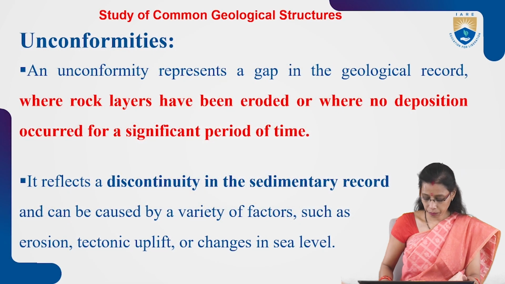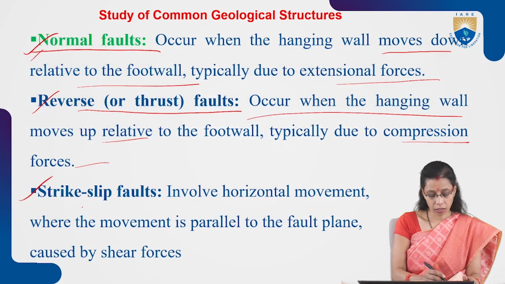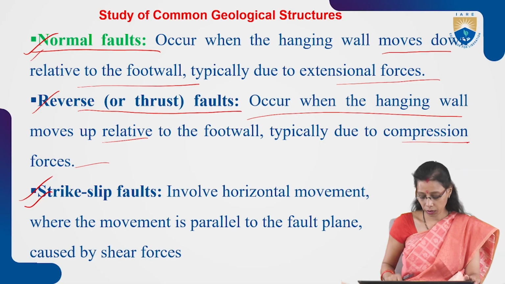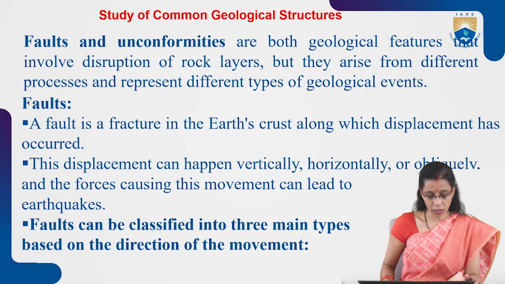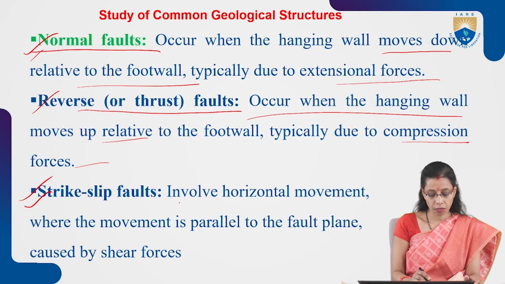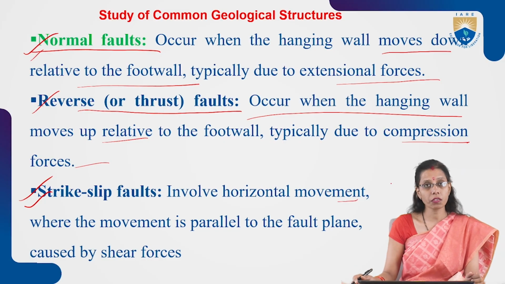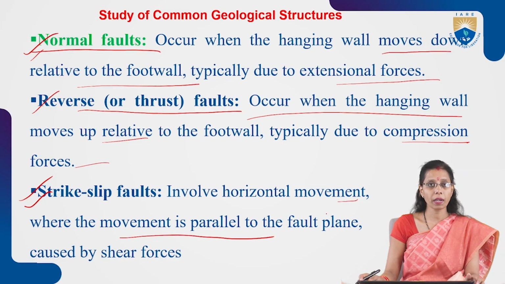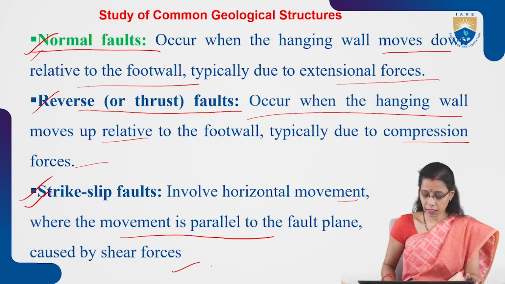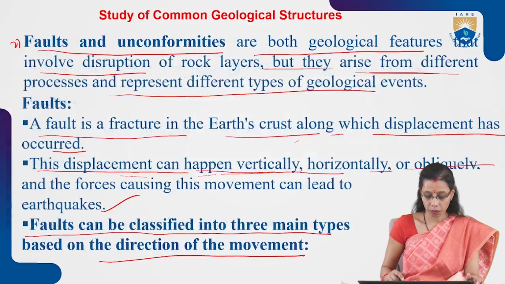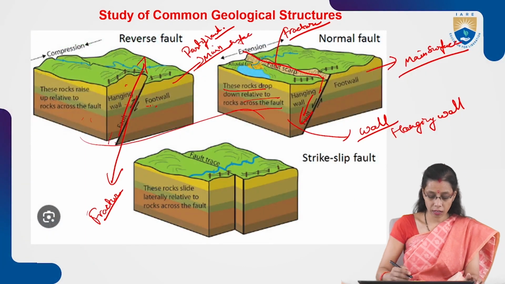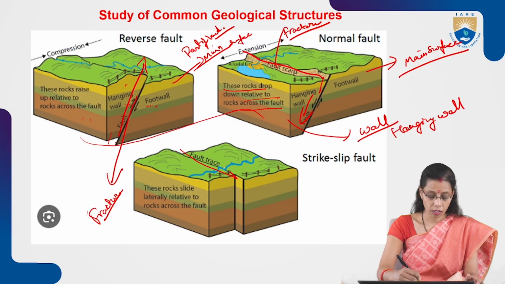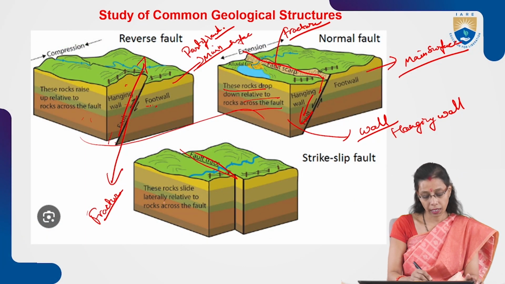Okay, now we have a third type of fault here. This involves horizontal movement, where the movement is parallel to the fault plane, caused by shear forces. Strike slip means the movement is horizontal like this. So this rock slides laterally relative to the rocks across the fault.